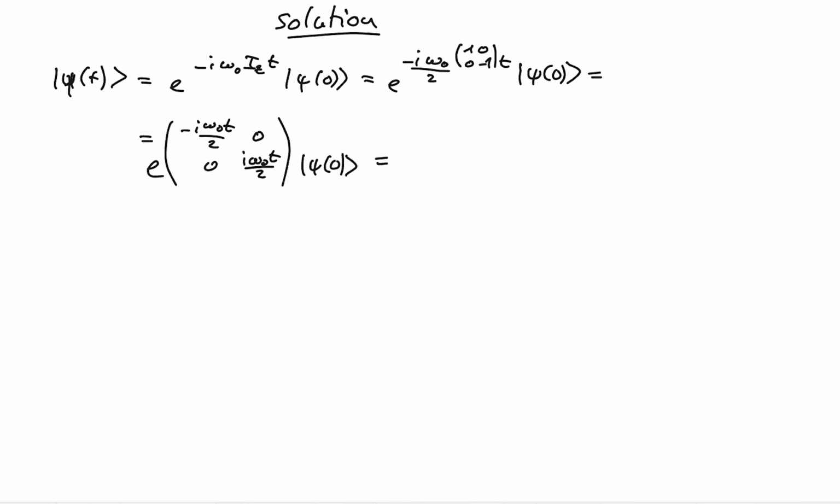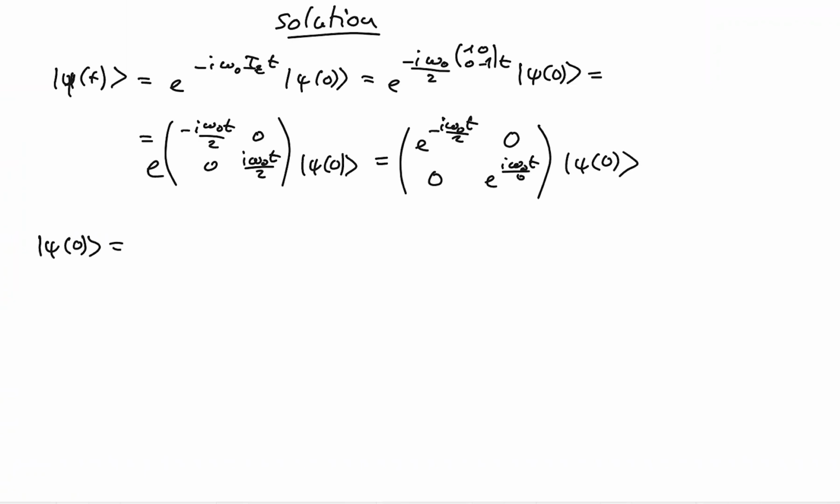And now we can take the exponential into the matrix. And so we have a matrix that is e to the minus i omega 0 t half, e to the i omega 0 t half, and then the other components are 0. And of course, times psi of 0. Now we simply put in the starting conditions. For example, psi of 0 is the alpha state. So this is 1, 0.